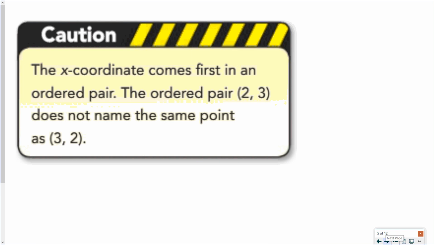When writing ordered pairs, the order does matter, which is why they're called ordered pairs. Make sure when writing ordered pairs, you always put the x coordinate first, because the ordered pair of 2, 3 is not the same point as 3, 2.